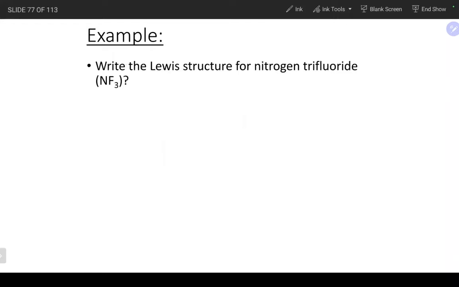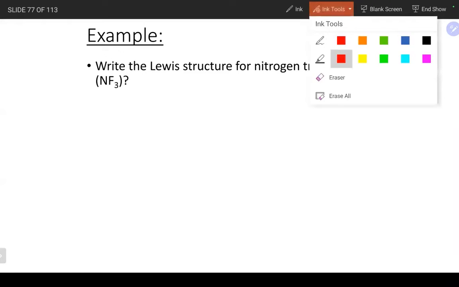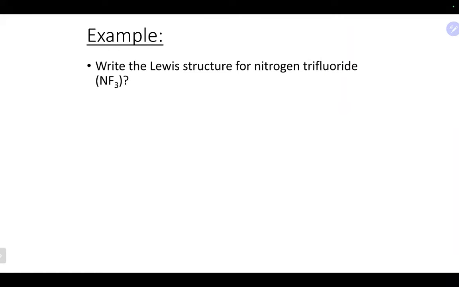NF3. So the first thing I'm going to do here is count up the total number of valence electrons. Nitrogen is group 5, which means it has 5 valence electrons. There are 3 fluorines. Each fluorine is group 7, which means it has 7 valence electrons. That's 21 and 5. I'm going to go with 26 as my total there.